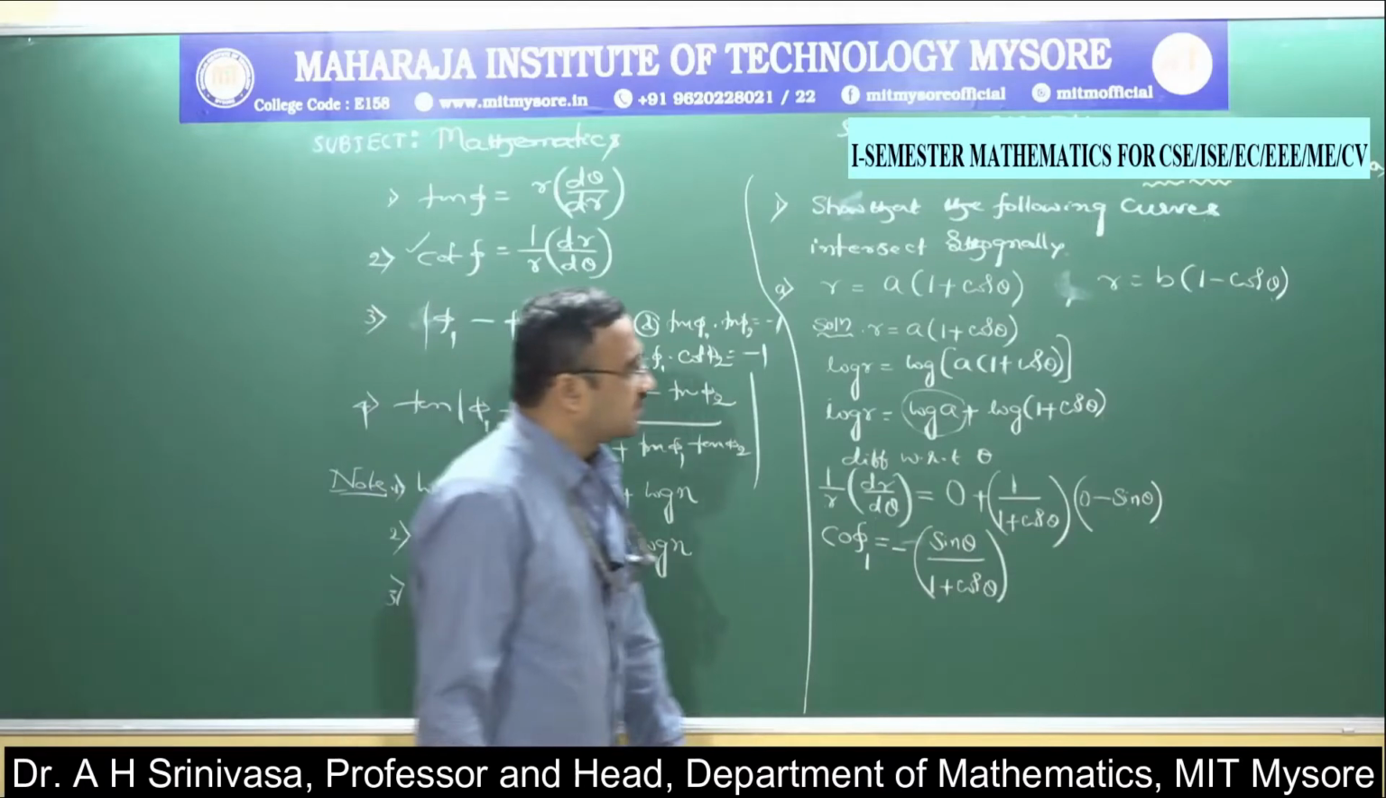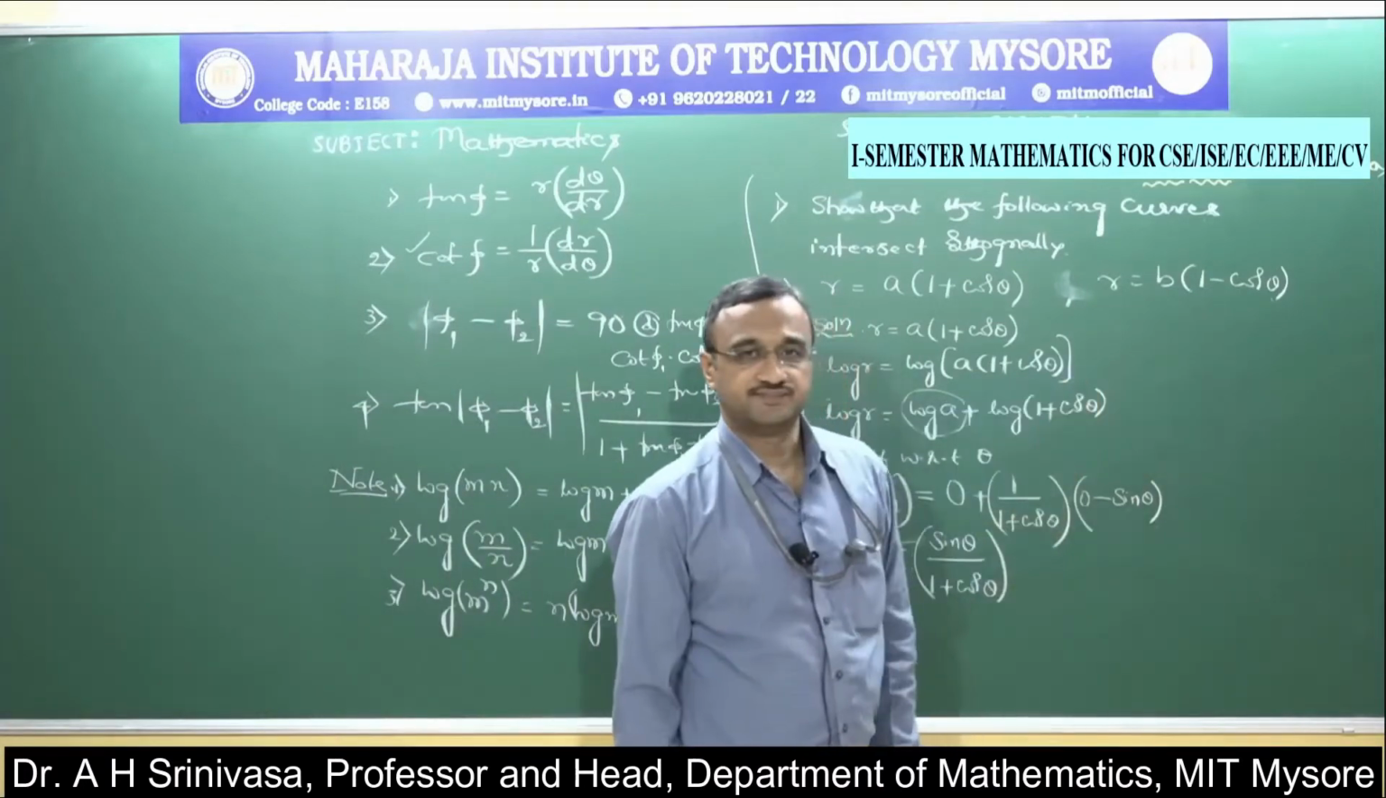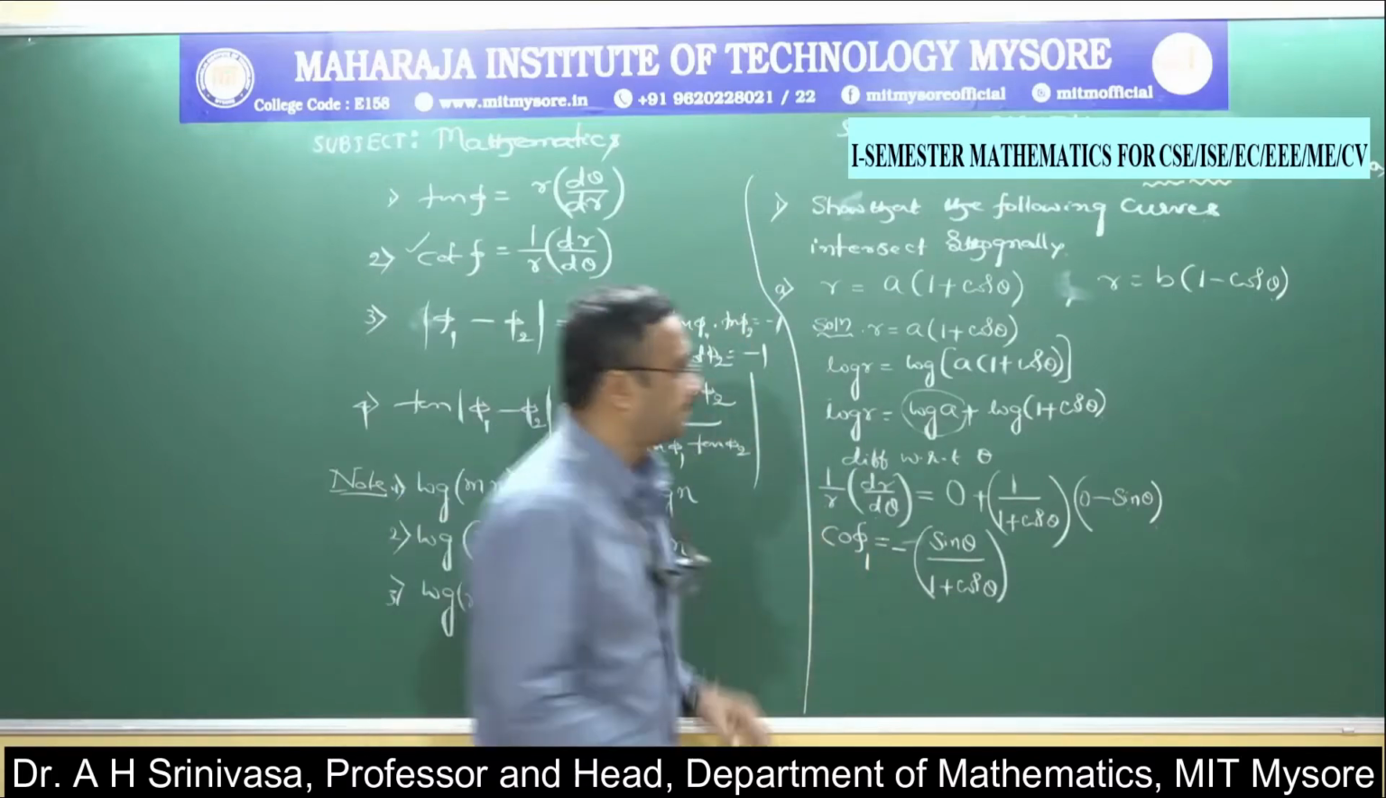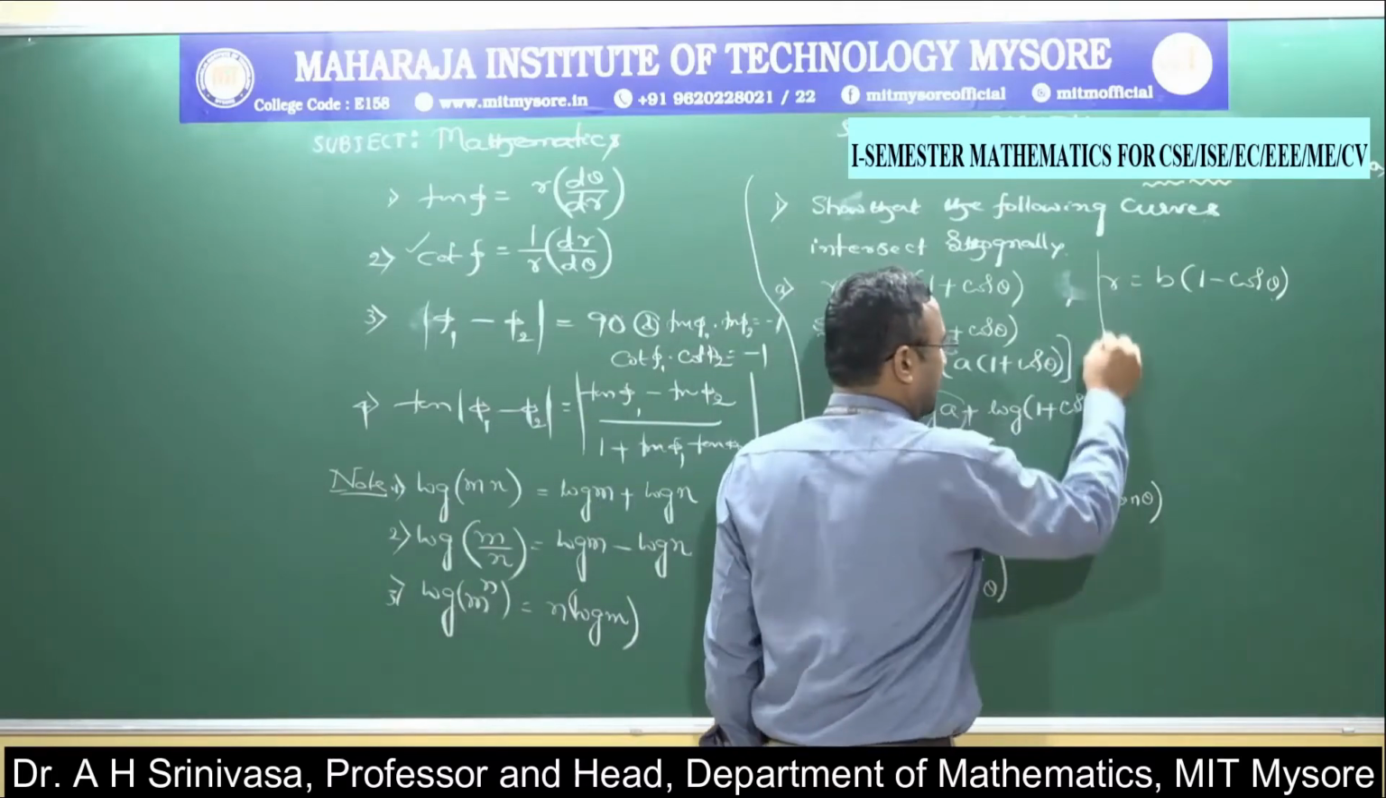The same procedure we also adopt for this one also. So I have to extract the other value, that is cot phi 2. Okay. Now I am going to evaluate the other function.